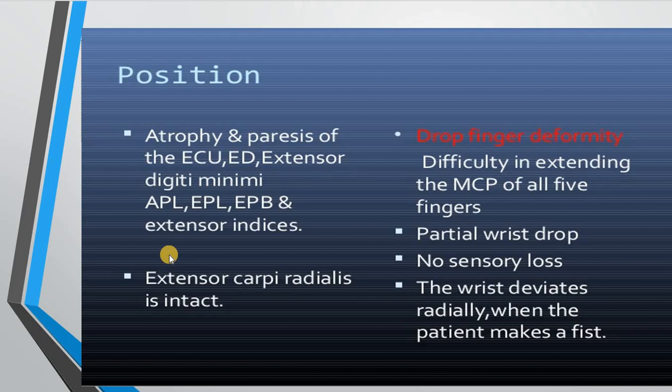Then a drop finger deformity, with difficulty in extension at the metacarpophalangeal joints of all five fingers, will be visible. Partial wrist drop can be found in this lesion. No sensory loss will be present, but the wrist deviates radially, which is the radial drift. You can see this radial drift when you ask the patient to make a fist with his hand.